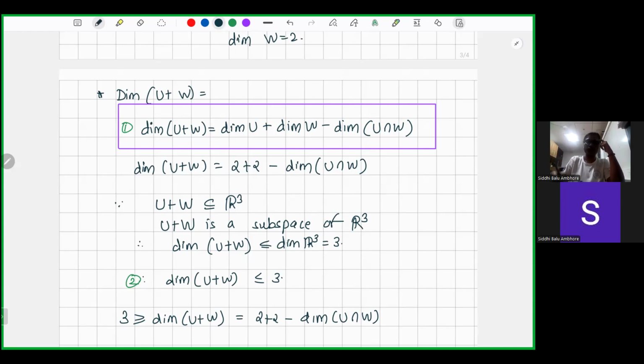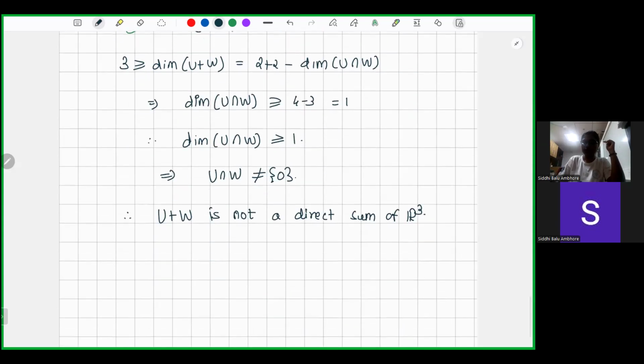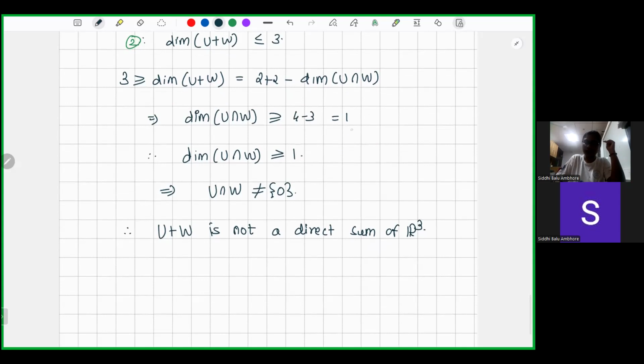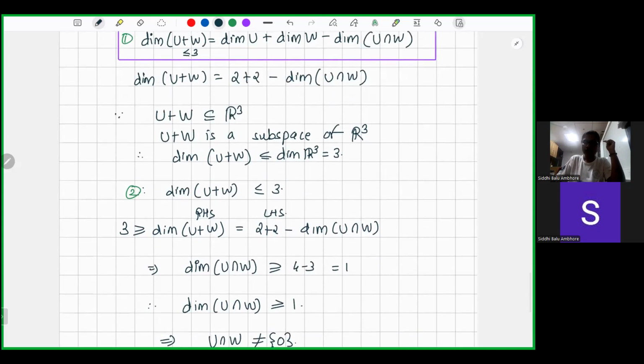But since the dimension of U plus W, so this RHS is less than or equal to 3, and here what we were getting is 4 minus something, that entire thing must be less than or equal to 3. So this subtracted amount must be at least 1. I mean, what we are subtracting from 4 must be at least the number 1. So that's why we got this here. I hope you understand what I'm trying to say here. So this was my RHS and this was my LHS of this one.